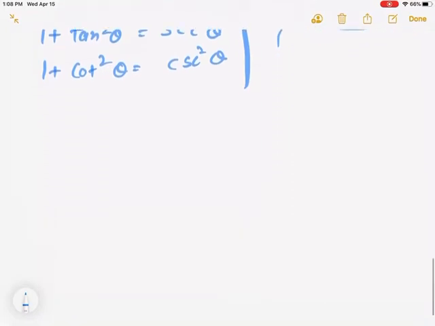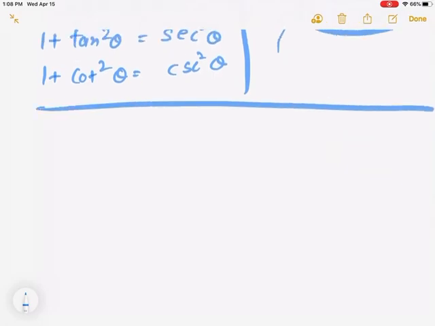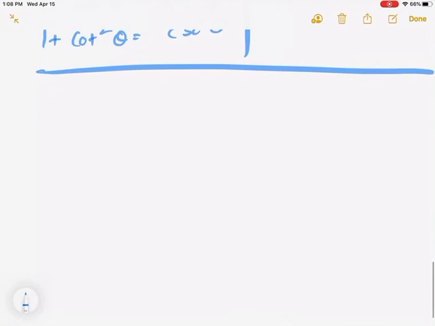Now, let me show you an example on finding all trig ratios. Let's say one of the trig functions is given in the problem: sine theta is 2 over 3. That's what I know. There's another piece of information given in the problem: cotangent theta is less than 0. This is all I know, and my question to you is to solve for the remaining trig functions.